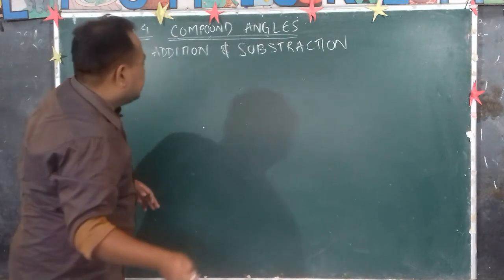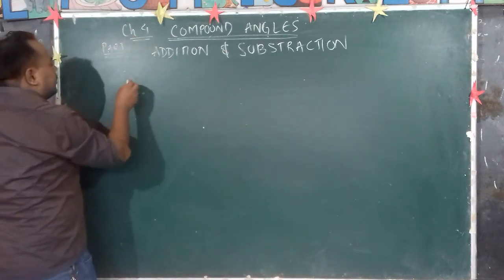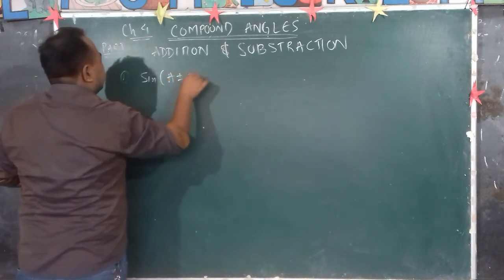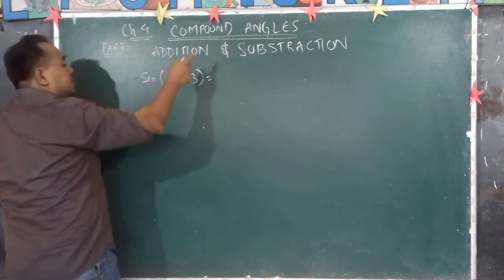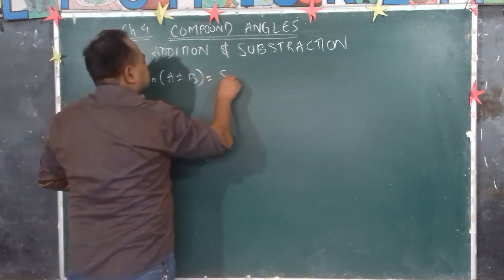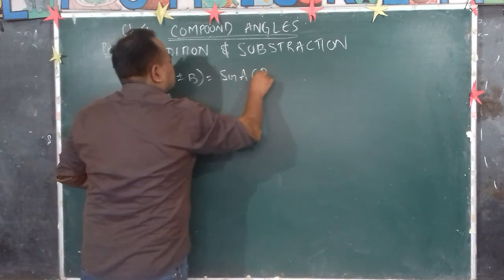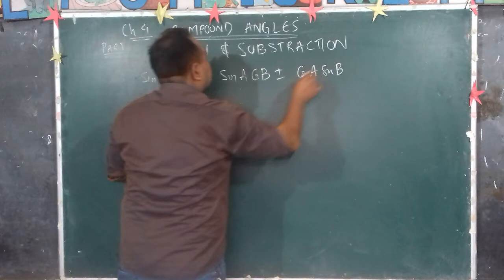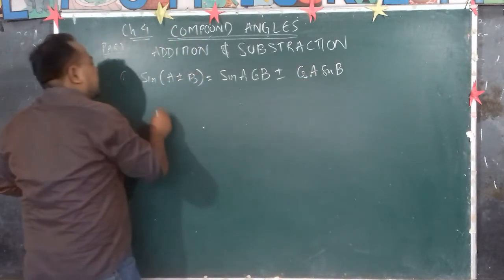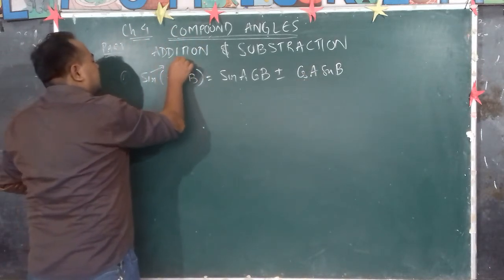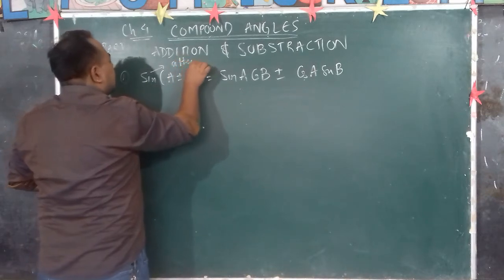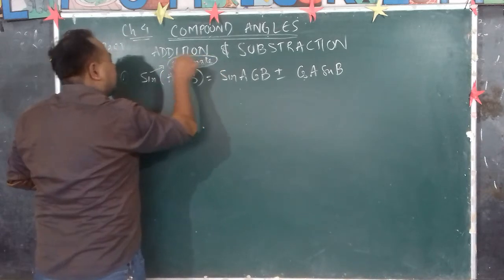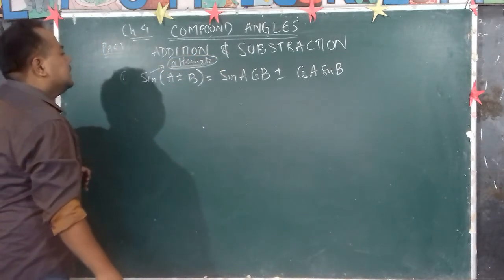Formula number 1: sine (a plus minus b). So a plus minus b becomes sine a cos b plus minus cos a sine b. I'll teach you a technique to memorize this. Always keep in mind, whenever the ratio is sine, the ratios will be arranged in an alternate fashion. Alternate fashion means sine will be followed by cos and cos will be followed by sine.